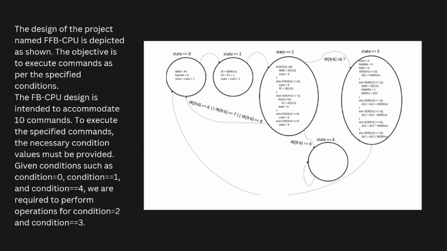The objective is to execute commands as per the specified conditions. In this graph, we just try to know what we're gonna do from step 0 till step 4. This graph will show us the mind mapping. Like before every project, we should do that and see what we're gonna do, what we're gonna write in the project, what we need, and what necessary conditions we want.